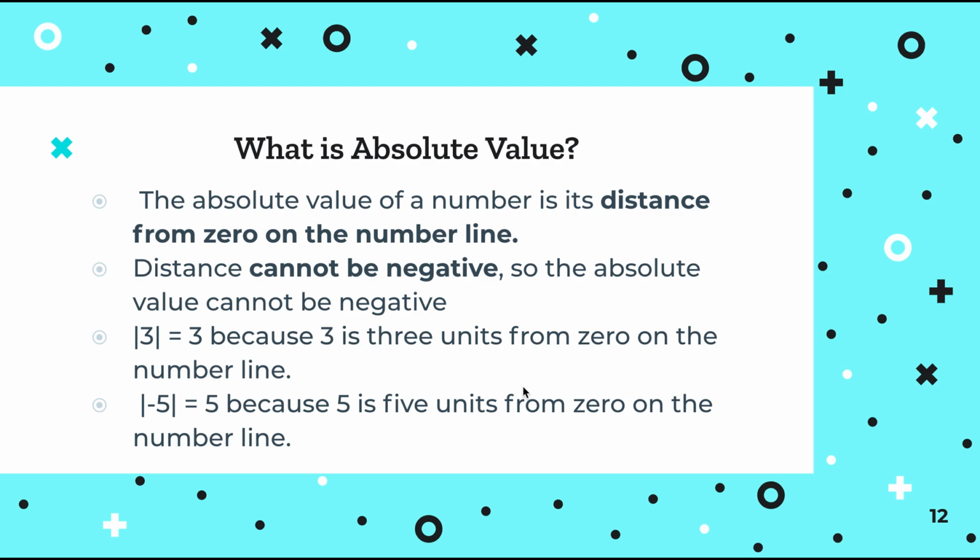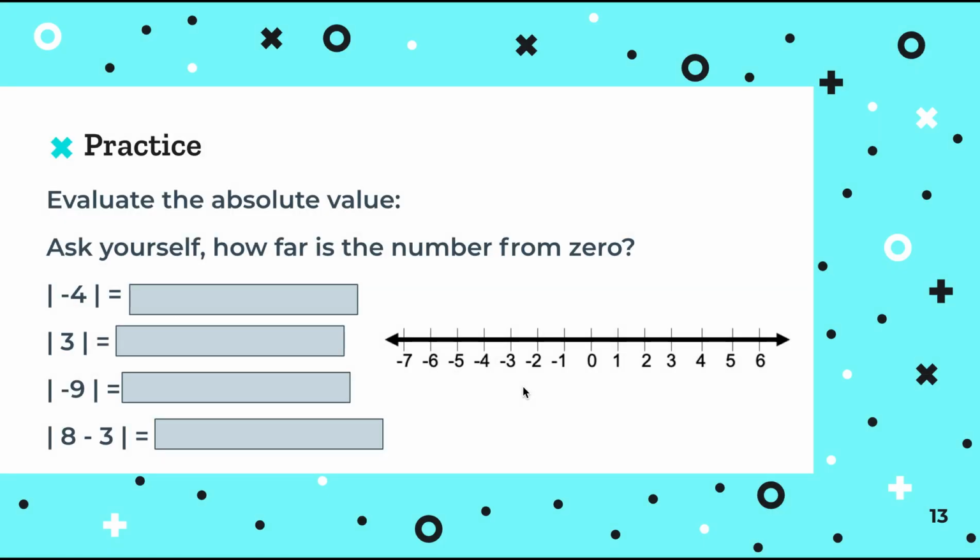For example, the absolute value of 3 is 3 because it is 3 units away from 0 on the number line. The absolute value of -5 is 5 because 5 is 5 units away from 0 on the number line. Now I'll give you 10 seconds to practice these 4 questions.